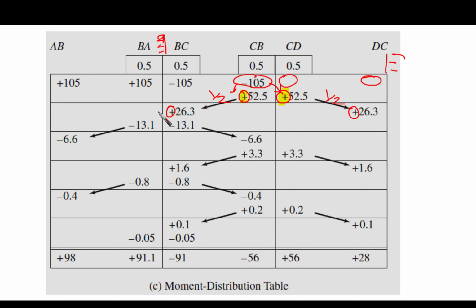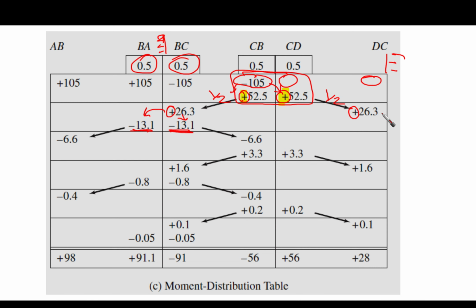So point B, it has 26.3. So we're going to give half here and half here using the distribution factors. So it gives us minus 13.1, minus 13.1. And we do not have anything here. So point C already balanced from the previous step. So we are not going to balance anything here.